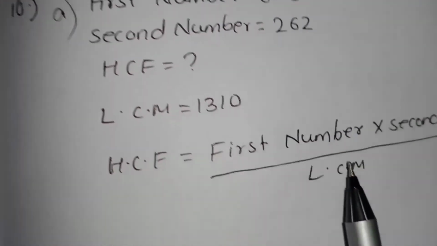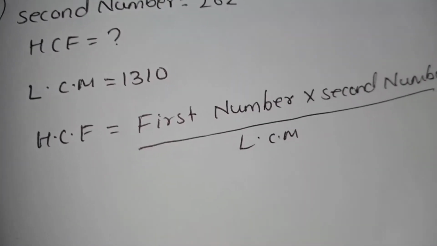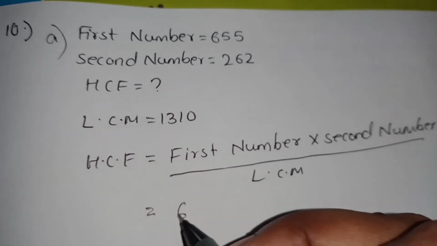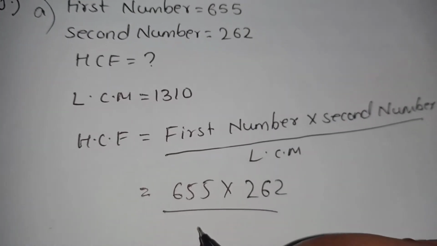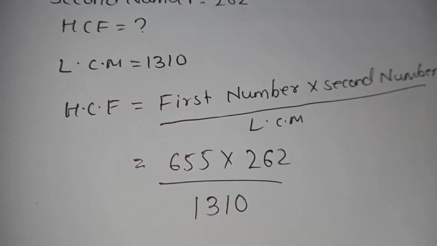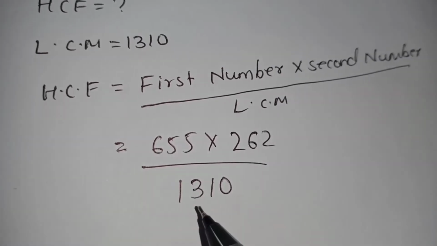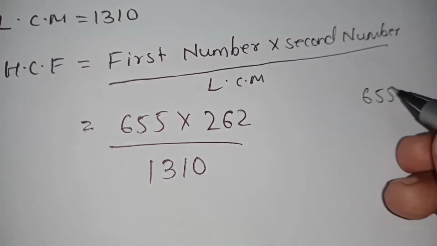So how to find HCF? First number into second number, divided by LCM. The first number is 655, into 262, divided by LCM, 1310. So you have to multiply these two, then divide by 1310. Let us multiply these two.